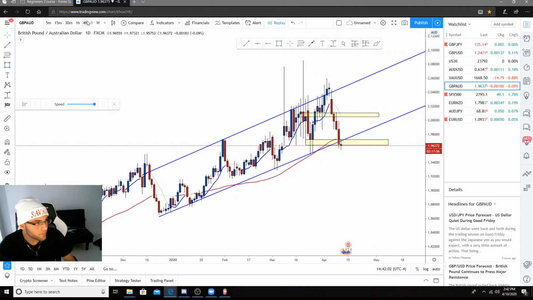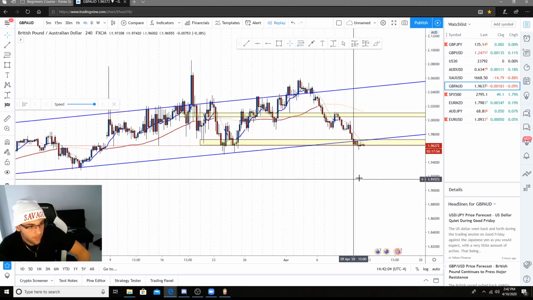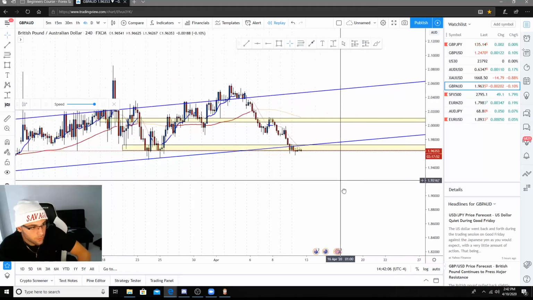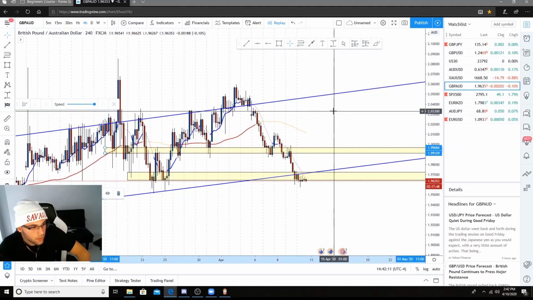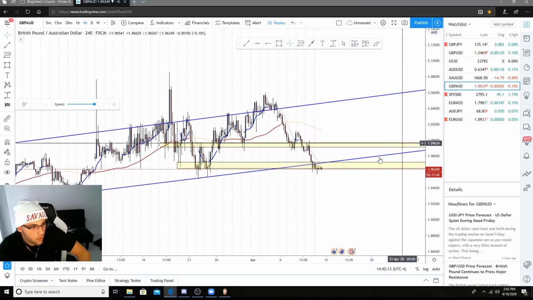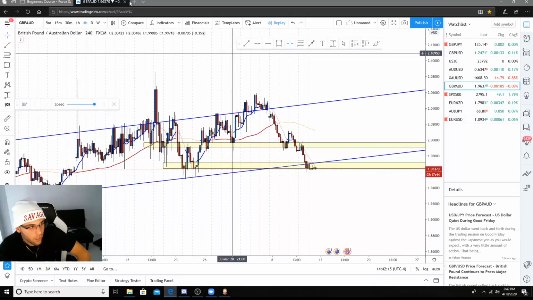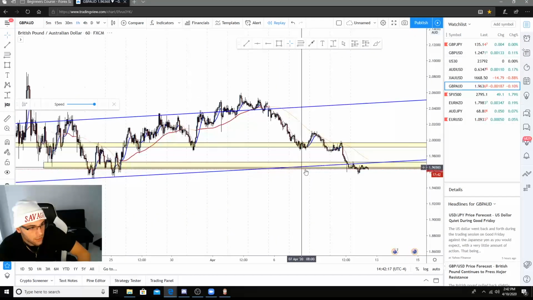Let's go to the daily. Remember, these are 4 hours. These are 4 hour levels of support right there. Look at that, clean. We can expect to continue to the downside, actually.